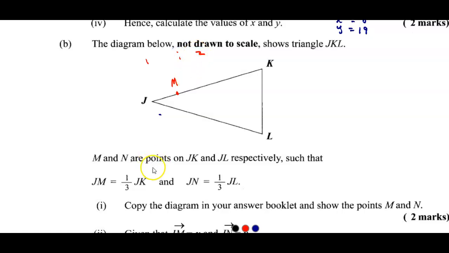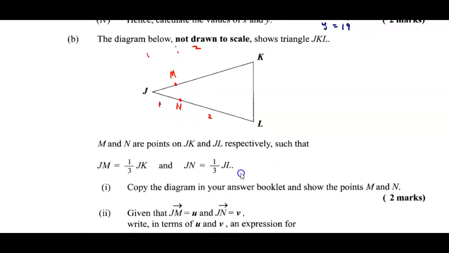Okay? Remember that. Now the next bit is JN is 1/3 of JL. So JN is 1/3 of JL. Okay, so that's JN. So if this is 1/3, it means that this would be 1 part and that would be 2 parts. It's 1 to 2 as well. Now it says copy the diagram in the booklet, so I've annotated the diagram. Okay, so that's fine.